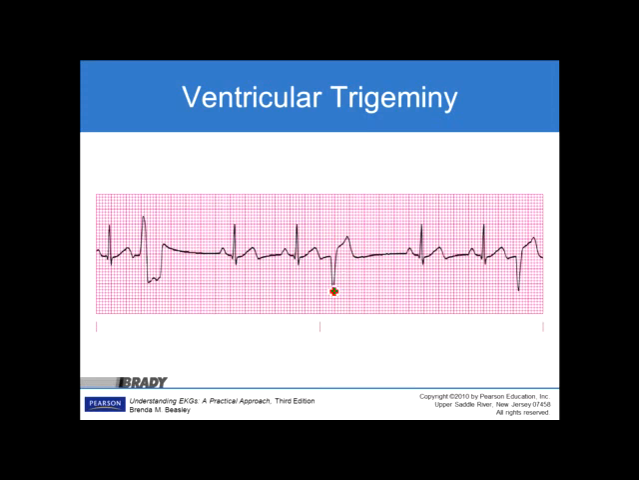This is considered ventricular trigeminy. Every third beat is a PVC. We identify PVCs again by their wide, bizarre nature, and no P wave. Every third beat, ventricular trigeminy.